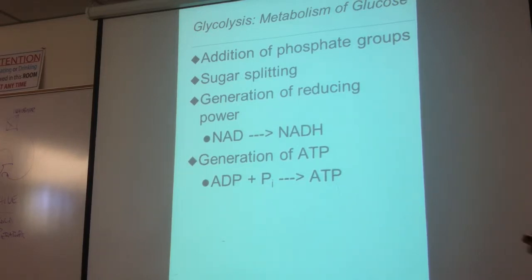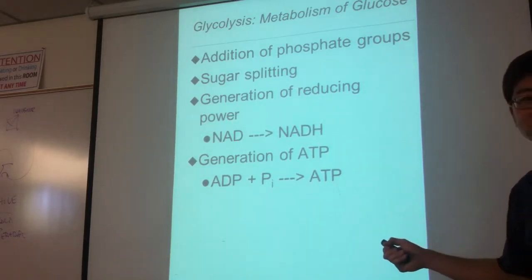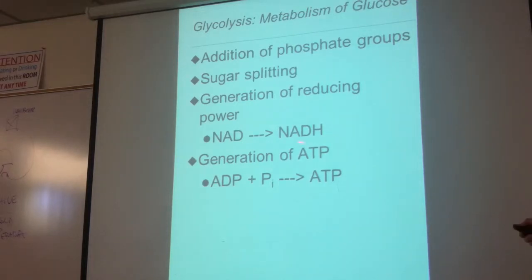Lysis means to split. And then after you split that sugar into smaller molecules, each of those can be used to make two things. One is reducing power. Okay, this is where we go from NAD to NADH. And reducing power is a way of storing energy. And then second, you can make energy directly in the form of ATP. So that's the energy currency that we talked about. Okay, and we'll take a quick look at that as well.